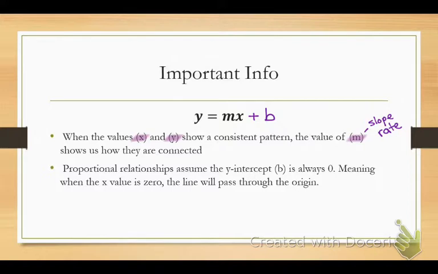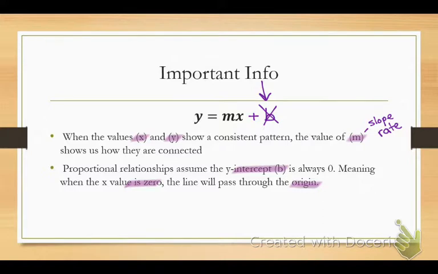So proportional relationships assume that the y-intercept is 0. That's why the b is not here in a proportional relationship. When something is 0, do we even have to write it? No, we don't. The plus 0 basically just means it doesn't exist. So what does that mean specifically? It means when the x value is 0, the line will pass through the origin. That's going to make more sense in a minute once I start giving you some examples. Do we have all this copied down?